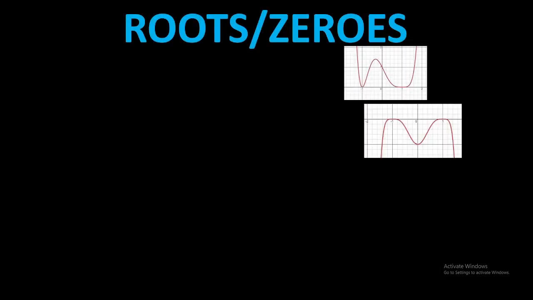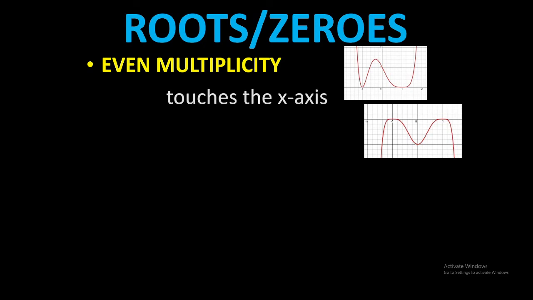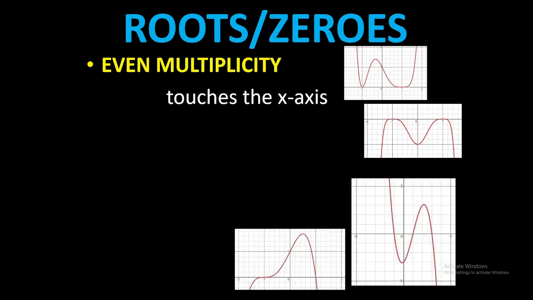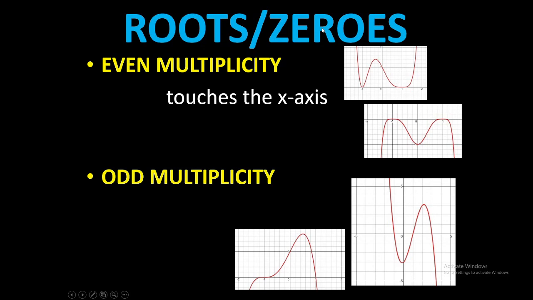We have this one. Unsa gani nga multiplicity class? Even multiplicity. Nganong even multiplicity man saya? Nag-touch raman siya sa x-axis. Correct. What about this one? Odd multiplicity. Why? Intersects the x-axis. I agree with all of you. Okay?